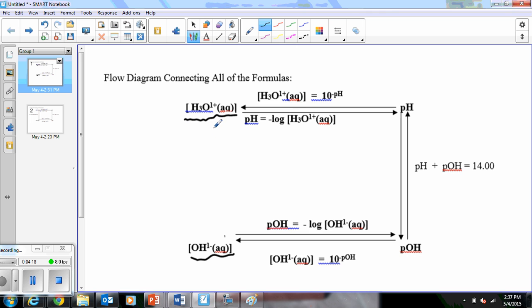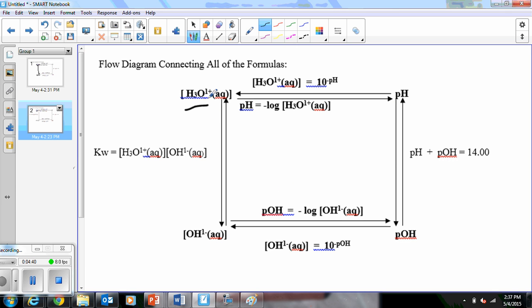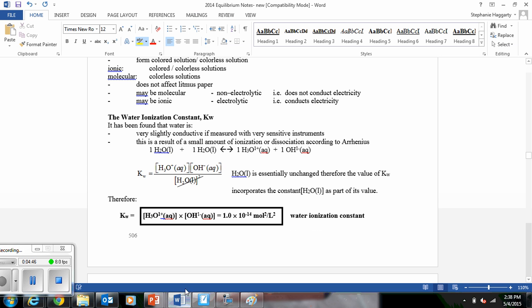Fortunately, we don't have to do that 3-step process anymore because we're going to connect this so that we have a connection all the way between hydroxide and hydronium, and how they're related is through that Kw, the ionization of water constant. So now we can go directly from here to here. If I know hydronium, I can use the ionization of water constant to directly find the concentration of hydroxide.